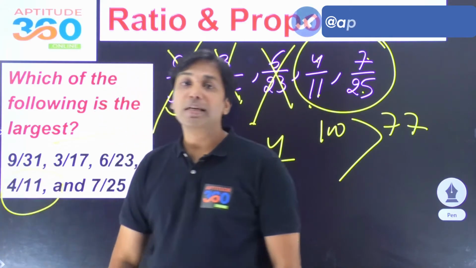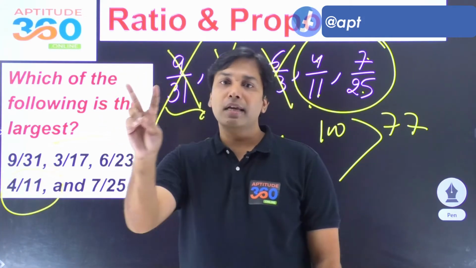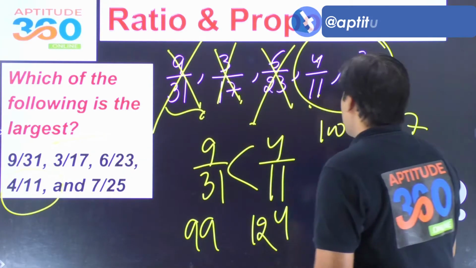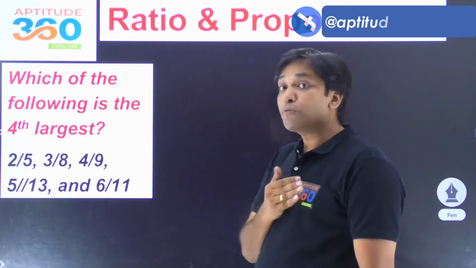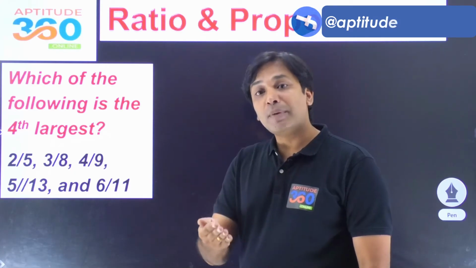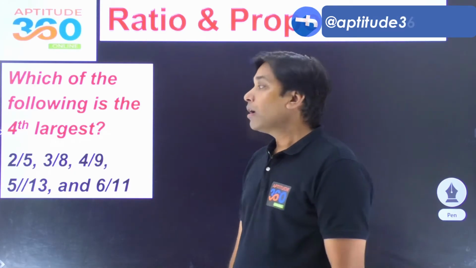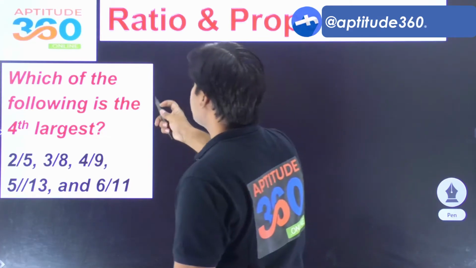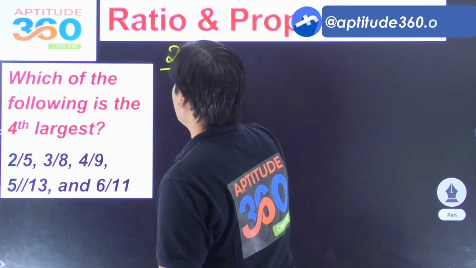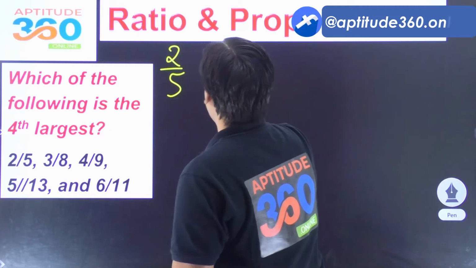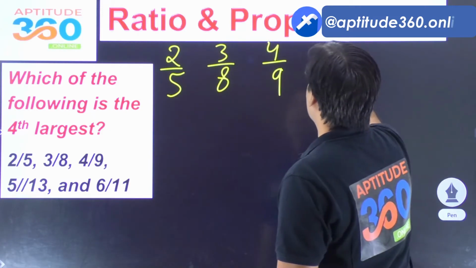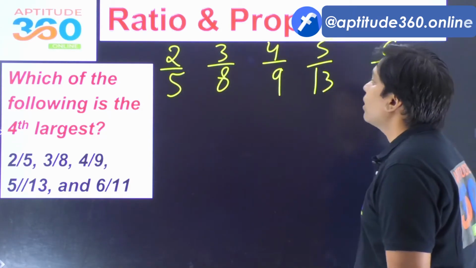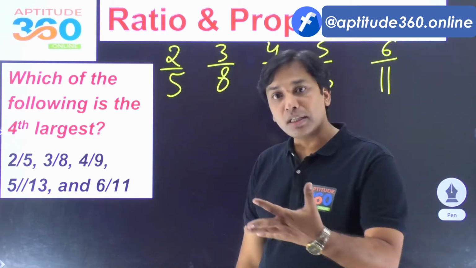देखा आपने कैसे किया, मैंने क्या किया, कंपैरिजन करता गया और मेरा काम बनता गया। अच्छा जी, अगर आपको ये समझ में आता है, मैं क्या कर रहा हूं, इस पूरी वीडियो से ना आप एक चीज सीख लो कि क्रॉस मल्टीप्लाई करके एलिमिनेट कैसे करते हो, बस। Which of the following is the fourth largest. अब आपके पास ये 4-5 फ्रैक्शन दे के रखा है, 2 by 5, 3 by 8, 4 by 9, 5 over 13 and this value, and you have to find out which is the fourth largest.